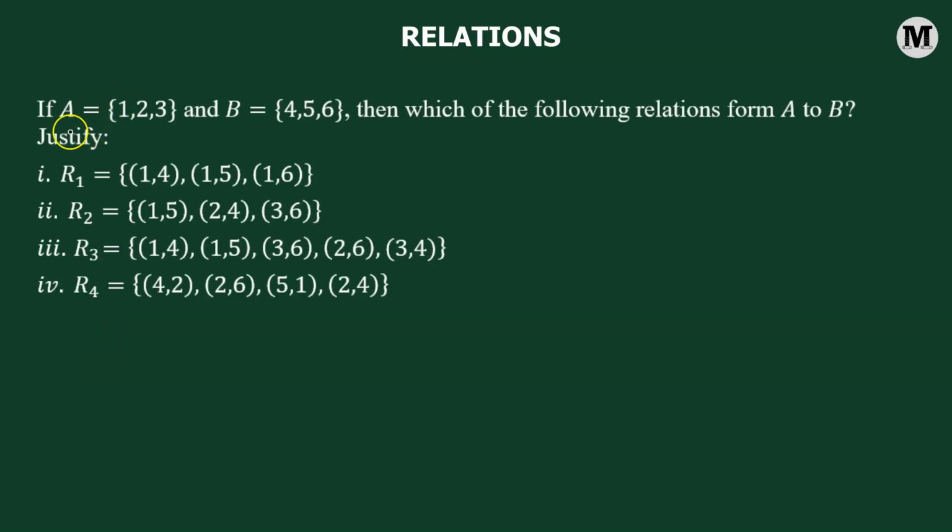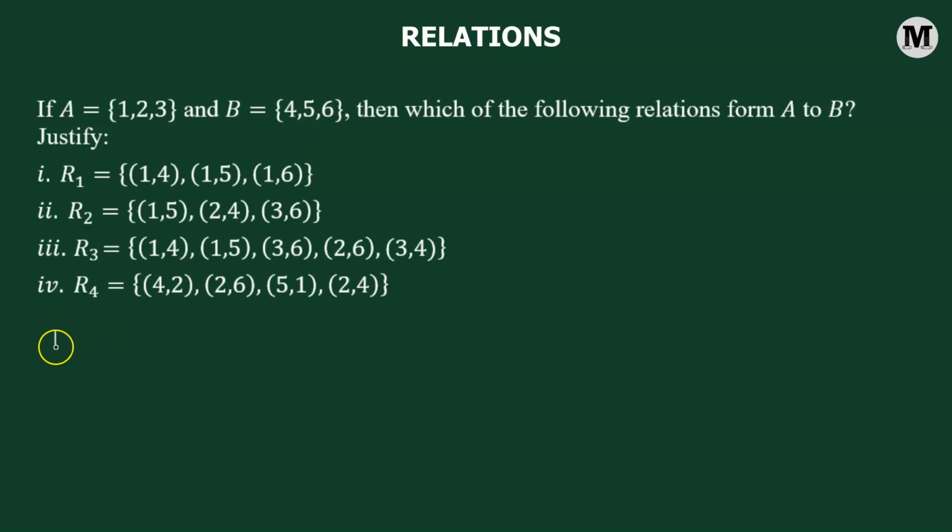So here we have two sets, A and B, and we need to find out which of the following relations are from A to B. Let us begin. Now here we have the set A containing 3 elements, 1, 2, and 3. We have another set B containing 3 elements, 4, 5, and 6.